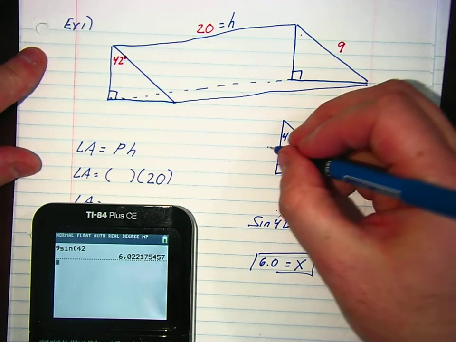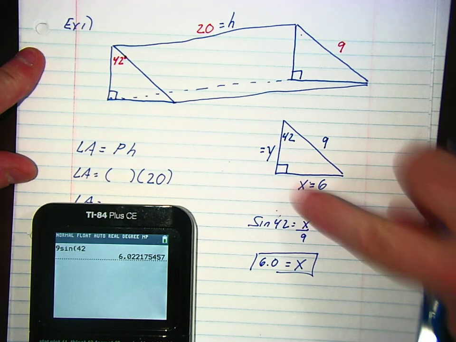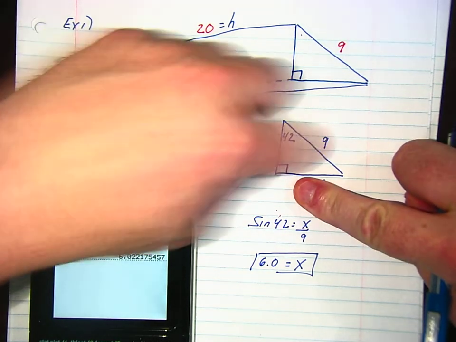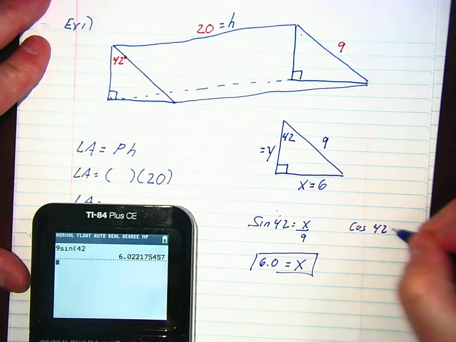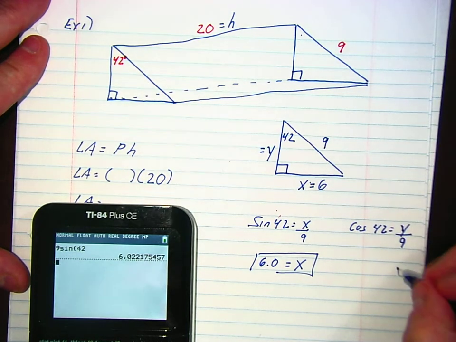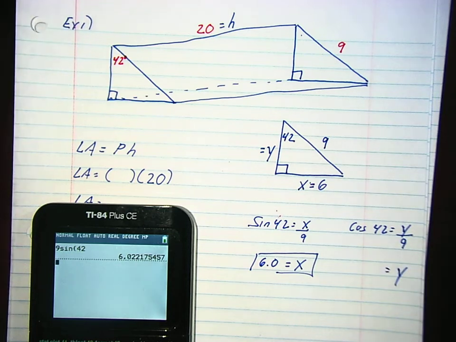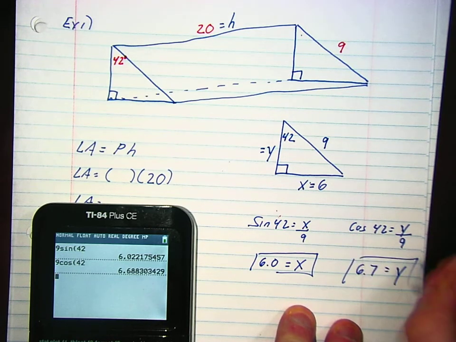Now I got to find this. So I'll call that y, and I'm not going to use this, and I'm going to do cosine to find y. So I'm going to say cosine 42 equals y over 9. Multiply both sides by 9, and that will give you that one too. 9 cosine 42 is 6.7. And there we go.